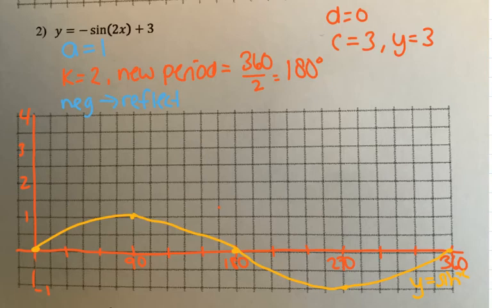Okay, so next we'll do the k value, which is the period. So the period was 360, but now it's 180. So this whole thing will be horizontally compressed. So I'll end here at 180. Halfway between, I'll also hit 0. Halfway between 0 and 90, I'll hit +1. Halfway between 90 and 180, I'll hit -1.